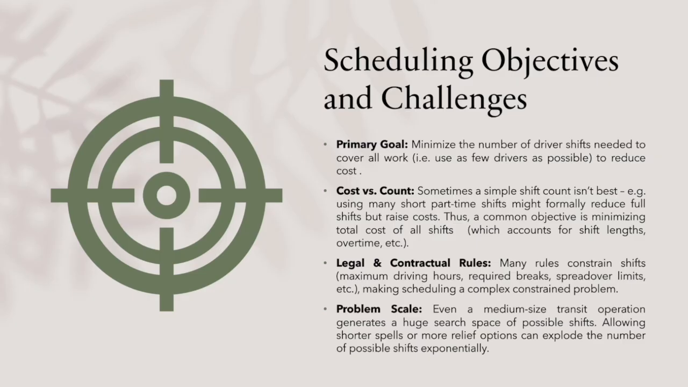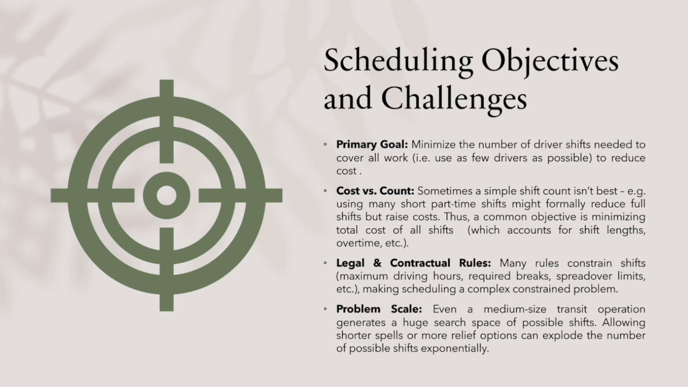So, for slide 3, we have scheduling objectives and challenges. What's the primary goal? The goal is to minimize the number of driver shifts needed to cover all work. Basically, use as few drivers as possible to reduce cost, which is ultimately the goal.